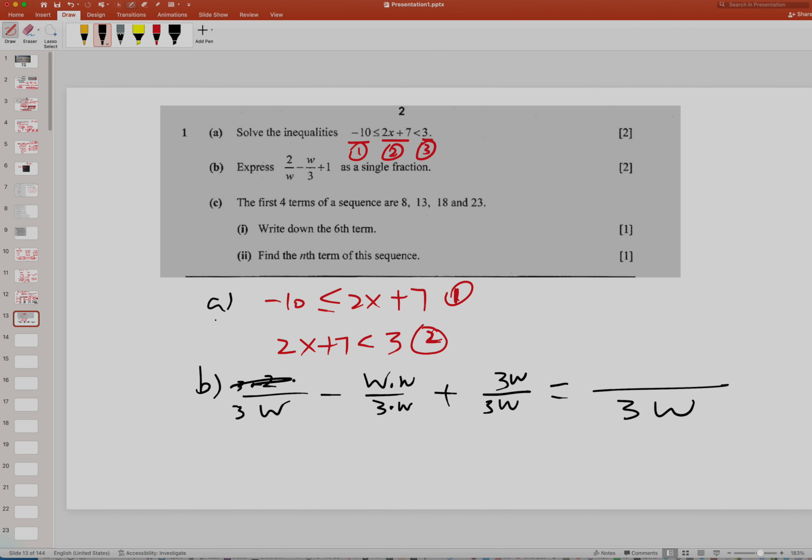Oh, then the rest is 6. Yeah, so it's 6 minus W square plus 3W. So this is the simplest single fraction. So do you get this? No. You need to get this. If you don't get this, you're wrong. So which part you're wrong? Because I didn't write the W square. So you are wrong for this one. Oh, okay then. I missed the middle part.